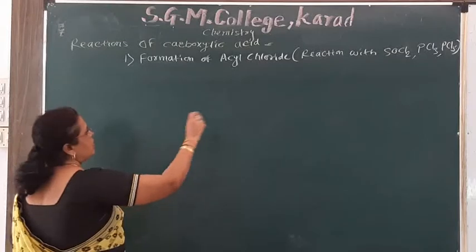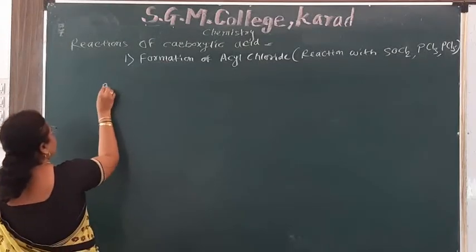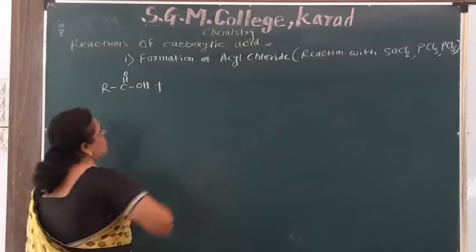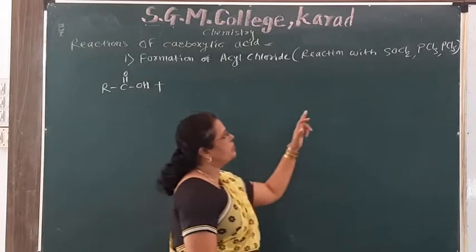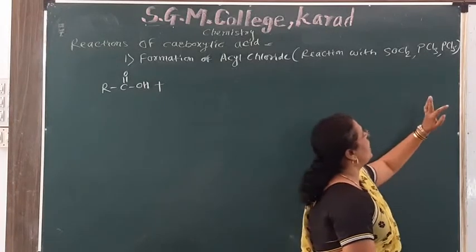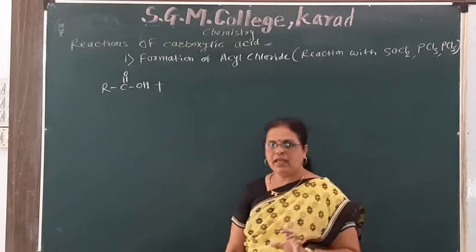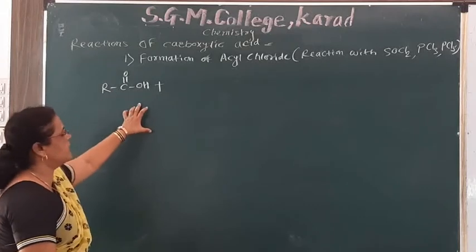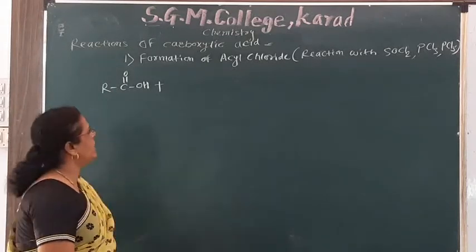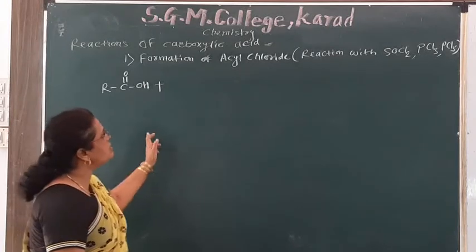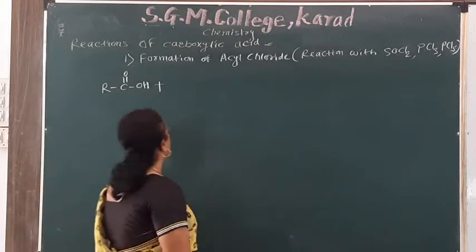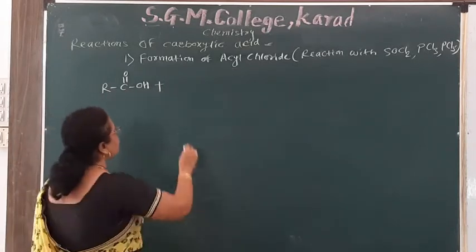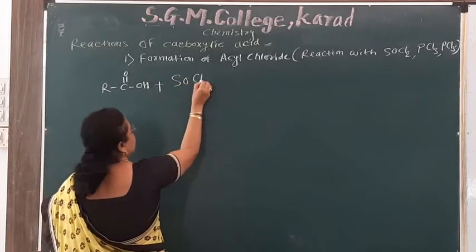For example, take here carboxylic acid RCOOH. This carboxylic acid is heated with thionyl chloride, phosphorus trichloride or phosphorus pentachloride. Then the hydroxyl group, this OH group from carboxylic acid, is replaced by chlorine atom and we get a corresponding acyl chloride. First, when carboxylic acid is heated with thionyl chloride, the formula of thionyl chloride is SOCl2.